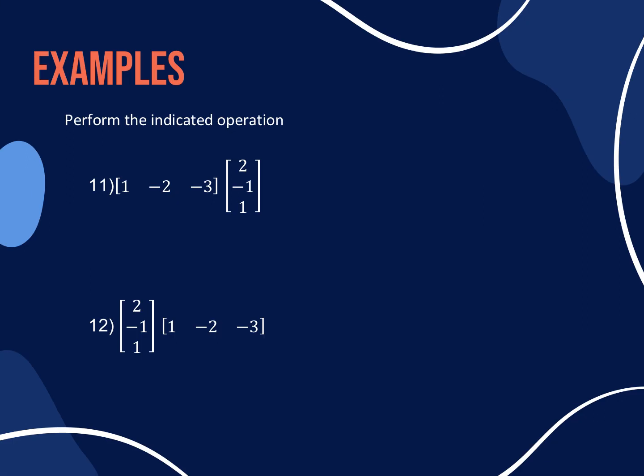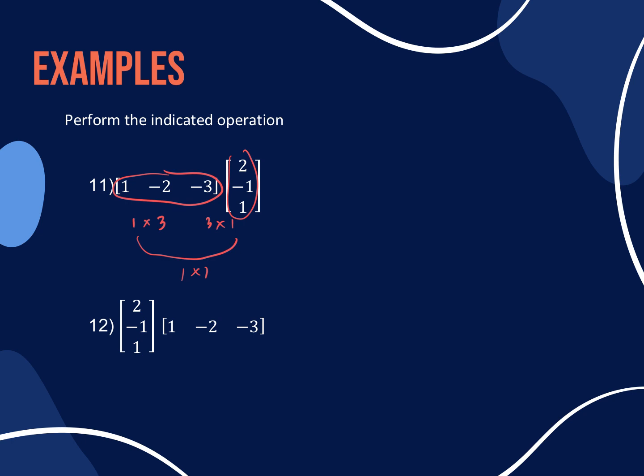Okay, so last two that I have to do here. Again, this is a 1 by 3. This is a 3 by 1. So at the end, I'm going to end up with a 1 by 1. So I take this row and this column, right?